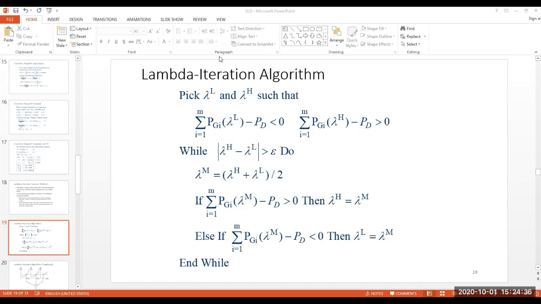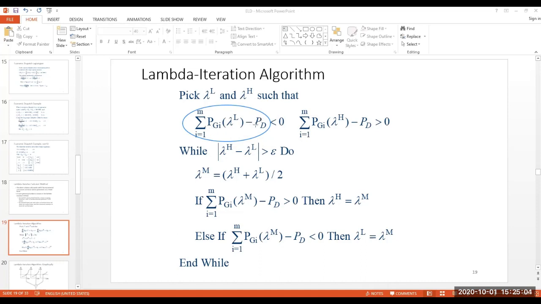In this algorithm, I am going to define the error function for our problem. This is my error function: the difference between the summation of the generation and the demand. I am trying to minimize this error as much as possible. The best is that they are exactly matched. This is the best possible solution.